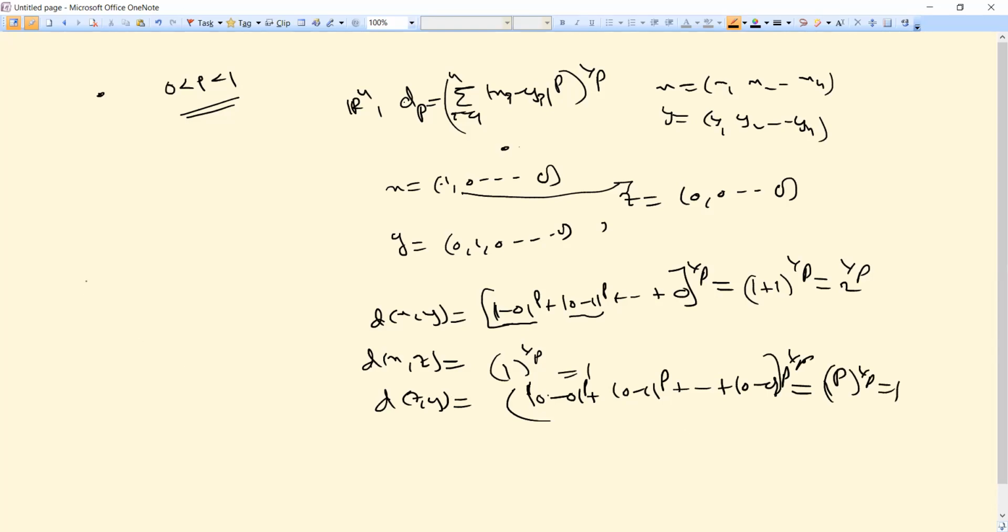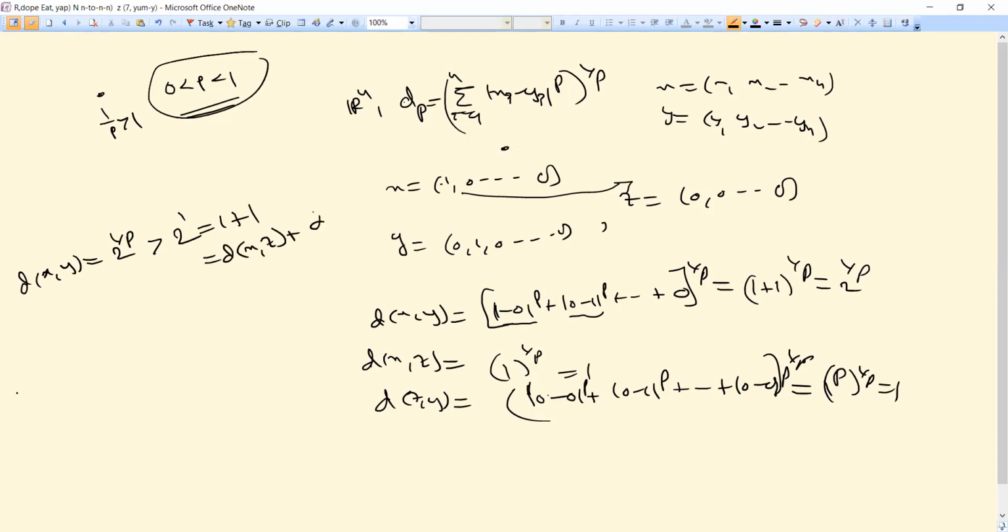So what you observe: the distance between x and y is 2 power 1 by p. 2 power 1 by p is always bigger than 2. Why? Because p lies between 0 and 1, so 1 by p is bigger than 1, and 2 power 1 by p is bigger than 2 power 1, which can be written as 1 plus 1. One is the distance between x and z, and the other is the distance between z and y. So the triangle inequality fails. Therefore d_p is not a metric whenever p lies between 0 and 1.